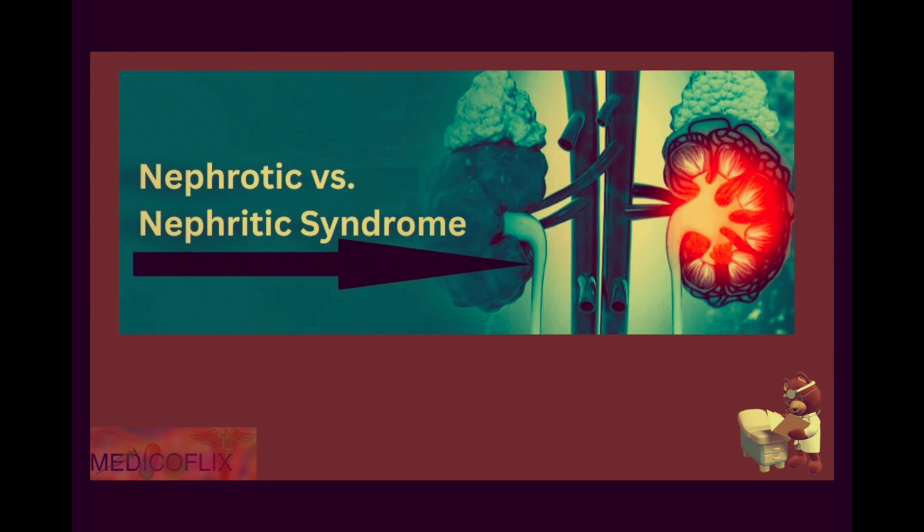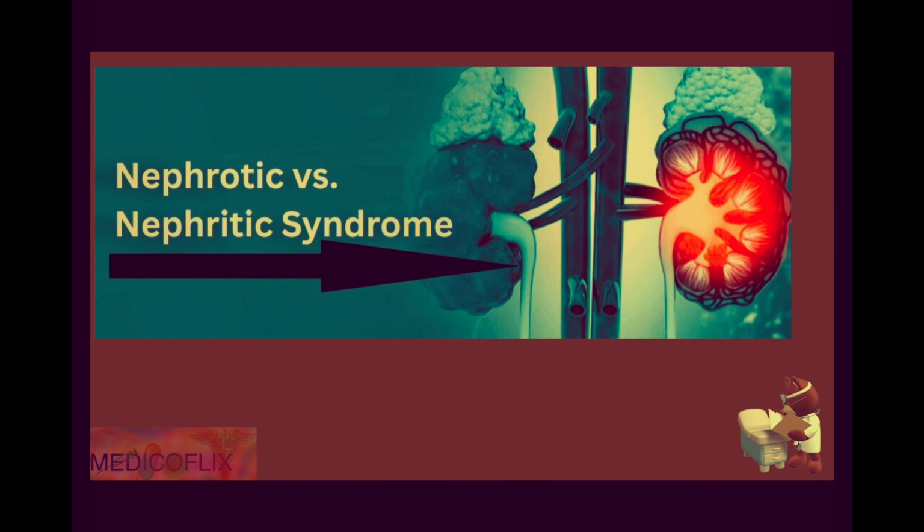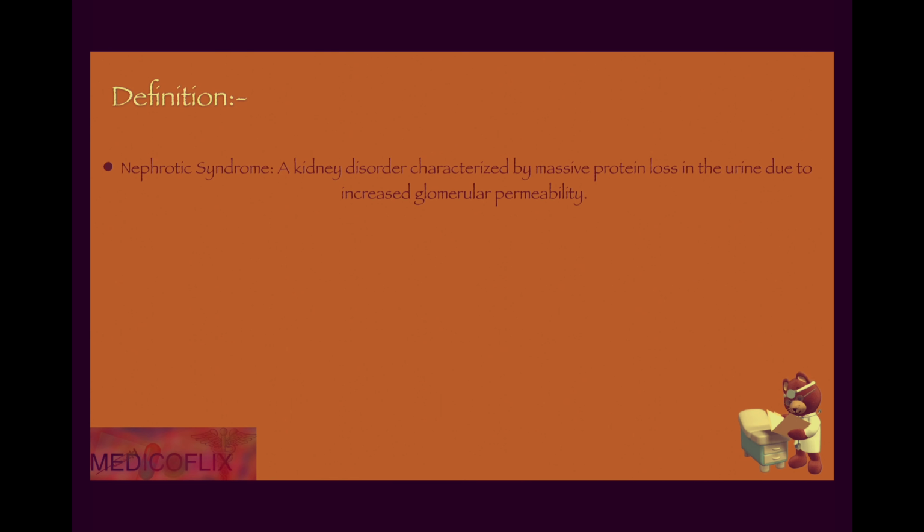Let's start the topic nephrotic and nephritic syndrome. So let's recall what is nephrotic and nephritic syndrome. Nephrotic syndrome, a kidney disorder characterized by massive protein loss in the urine due to increased glomerular permeability. Now, nephritic syndrome, an inflammatory condition of the glomeruli causing hematuria, reduced renal function and mild protein loss.